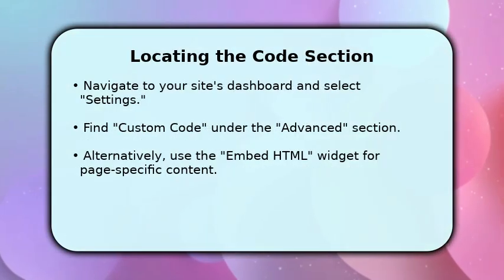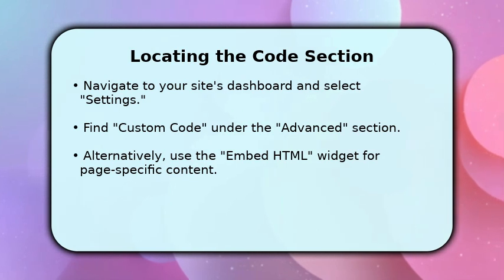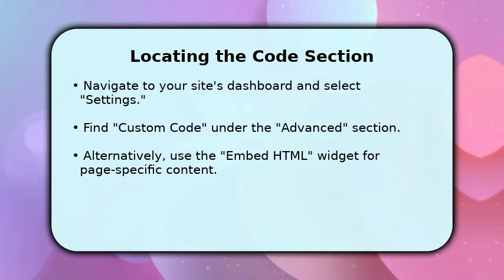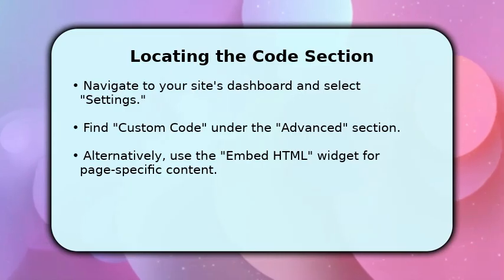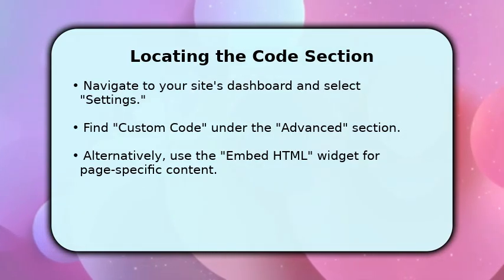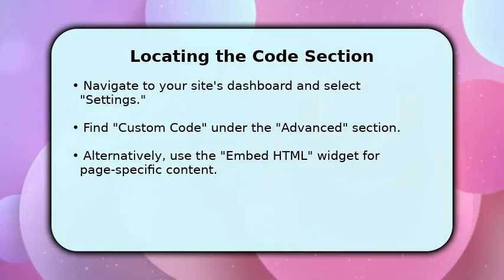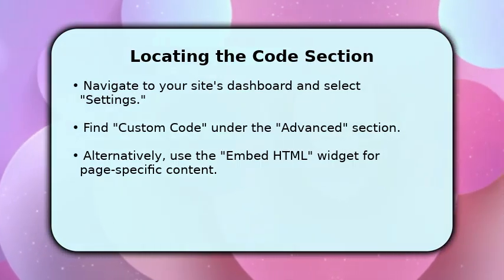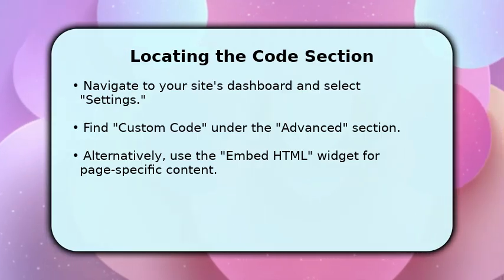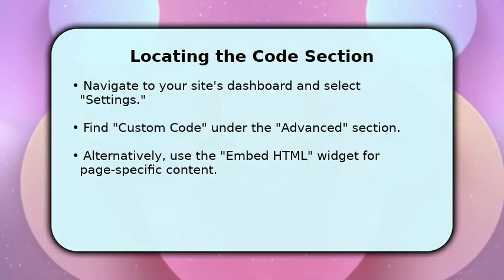To begin, log into your Wix account and open your site in the editor. For site-wide code, navigate to your dashboard, then click Settings, and find Custom Code within the Advanced section. This is where you will manage global code snippets. Alternatively, if your code is specific to just one page, you can easily add an Embed HTML widget directly from the editor's Add menu under Embed Code. This offers flexibility for different needs.